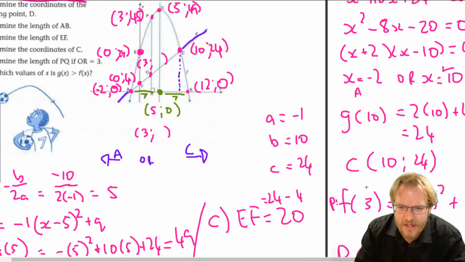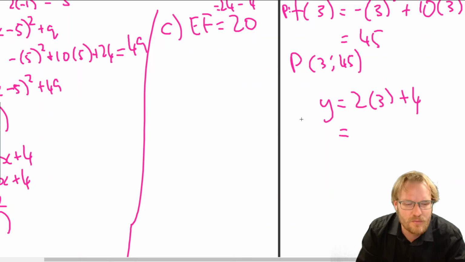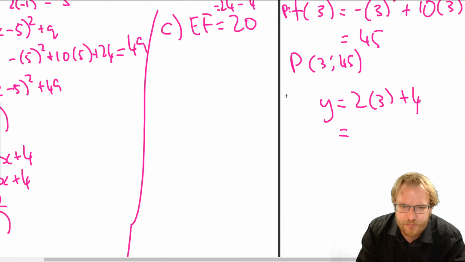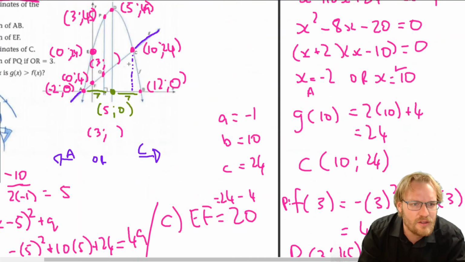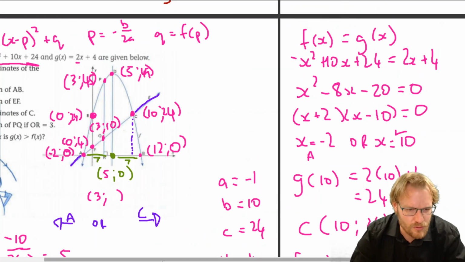Okay, for the straight line, y equals 2x plus 4. This is for the other point, point Q. So this is Q that we're working on. That's 10, so Q is (3, 10). Therefore, PQ, from 10 up to 45, must be 35. Okay, cool.